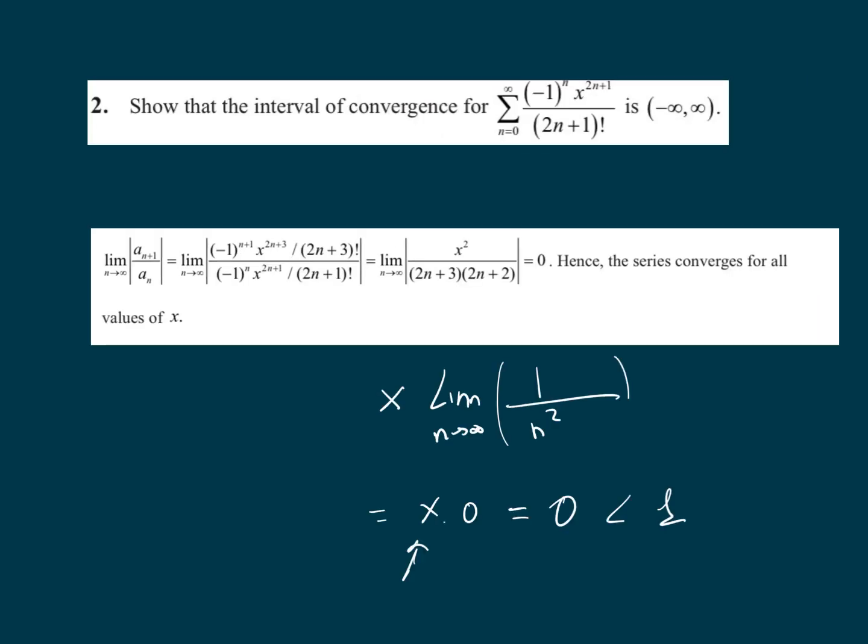Let's go to the next problem. It says, find the interval of convergence of this series. This series, you need to know, is sine of x. They ask you to show that it converges for all x. So this is the power series of sine of x, and we are going to prove that it will converge for all x. If we take a sub n plus 1 divided by a sub n, you will find this limit, x squared divided by this denominator.